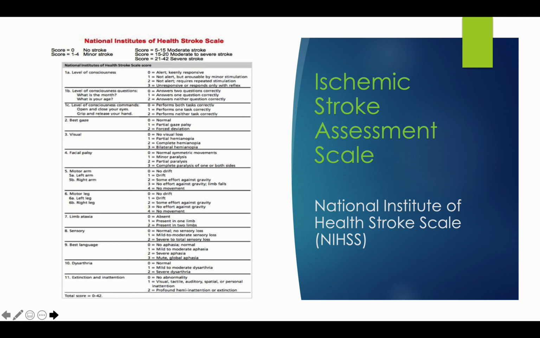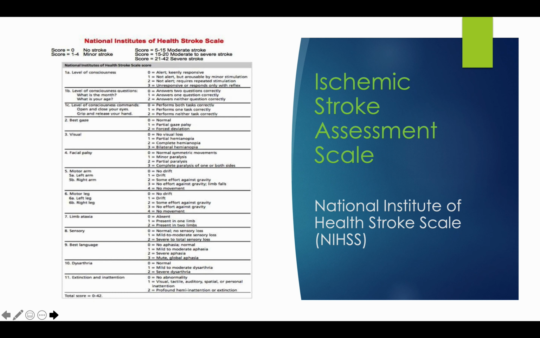It integrates the neurological exam components: the cranial nerves, which I'll get into detail about, visual, motor, sensory, cerebellar, extinction and inattention, and language and level of consciousness. The maximum score is a 42, signifying severe stroke, and the minimum score is a 0, which is a normal exam. A score of 1 to 4 is a minor stroke deficit. A score of 5 to 15 is a moderate stroke deficit. 16 to 20 is a moderate to severe stroke deficit, and a 21 to 42 is a severe stroke deficit.